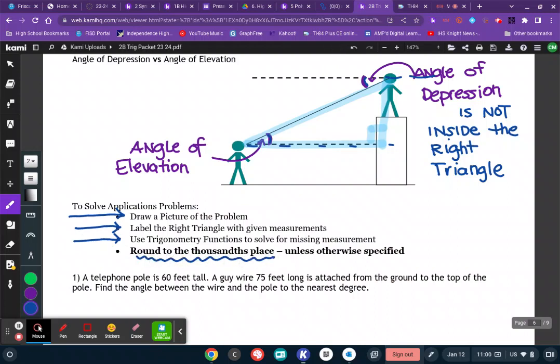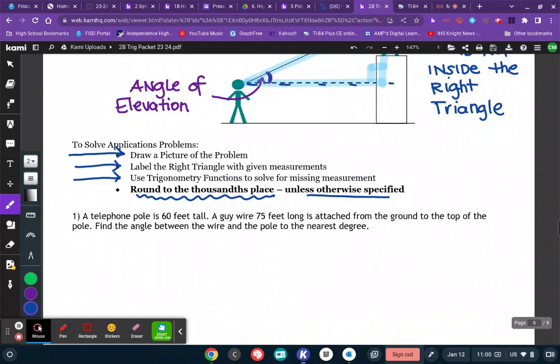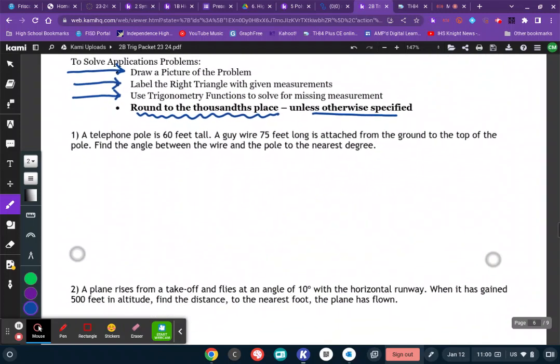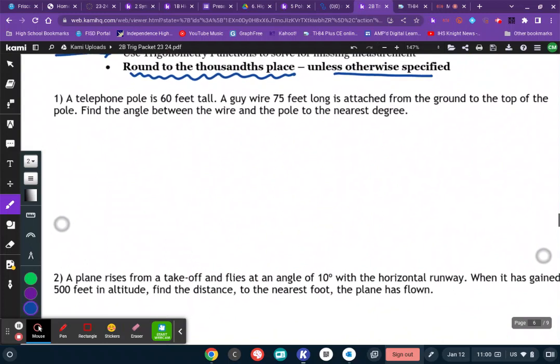Always, always, always. The only time we wouldn't do that would be if the problem states for us to do something differently, like if it tells you to round to the nearest foot or something like that. Otherwise, it's always 3 decimal places for us. Okay, so let's dig into our first example. We have to read the problem, try to figure out what they're telling us, and then draw our right triangle.